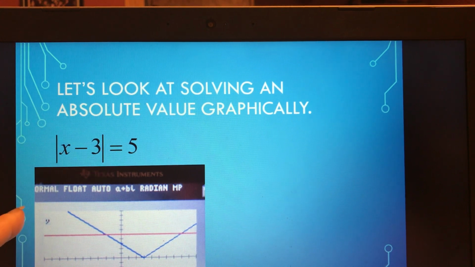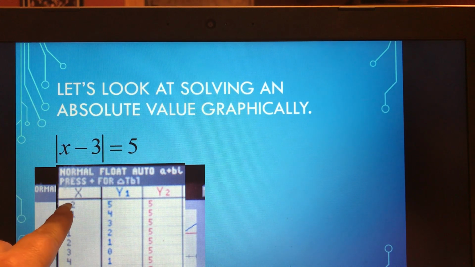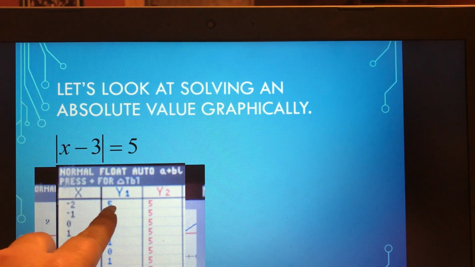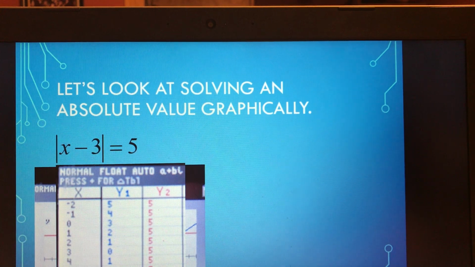Now, to double check yourself, we can always look at the table. If we do second graph, you'll get your table, and you want the values in y sub 1 and y sub 2 to be the same. Our two solutions were negative 2 and 8, and at negative 2, y sub 1 and y sub 2 are both 5, and at 8, y sub 1 and y sub 2 are both 5. So your solutions were negative 2 and 8.